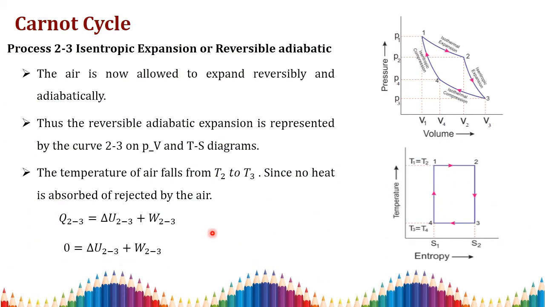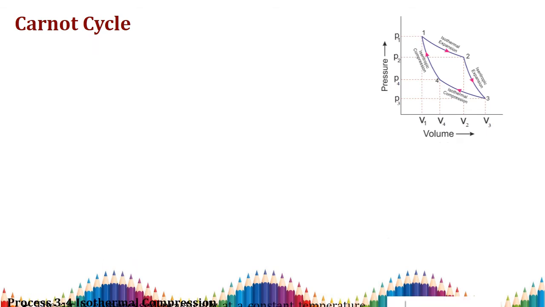Then the second process, 2 to 3, is isentropic expansion, a reversible adiabatic process. In this process the entropy is constant, so S2 is equal to S3, and there is no area under this curve, that is, no heat transfer. Applying the first law of thermodynamics to process 2 to 3, Q of 2 to 3 is equal to W plus delta U. Since the heat transfer is 0 in this process, we can write it as delta U plus work done of 2 to 3.